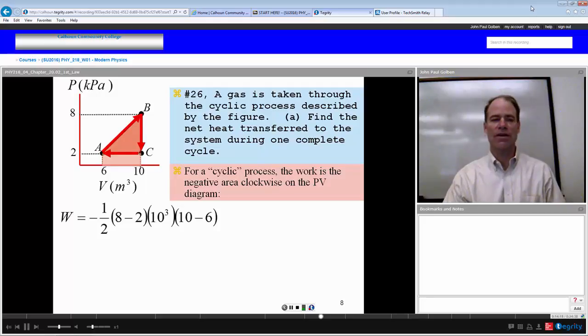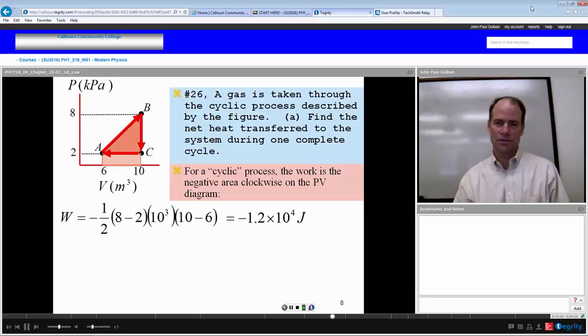It's the negative area underneath this graph, or contained within this graph as we're going through a cycle. So we want to find the area of this triangle, basically. And that's going to be a negative 1/2. Our height is 8 minus 2, or 6, times 10 to the 3 pascals. And our base is 10 minus 6, or 4 cubic meters. This gives us a negative 1.2 times 10 to the 4 joules for the work done on the gas.